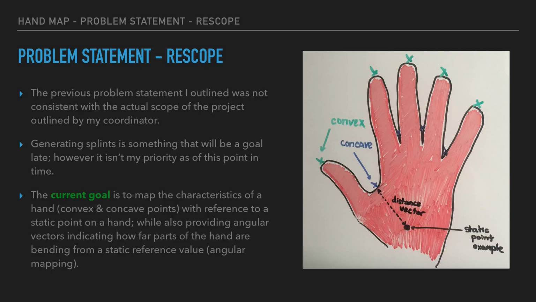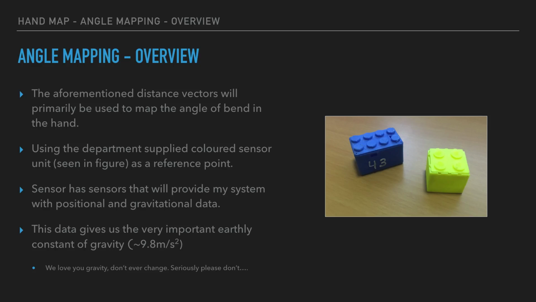The hand has convex and concave points, which are elements of the outline of the hand that change direction very quickly. We also have a static point in the center of the hand. This static point would be the same on every hand, or at least that would be the aim. We could then get a distance vector from each of the concave and convex points to that static point. I'll now give you a brief overview of the angle mapping.